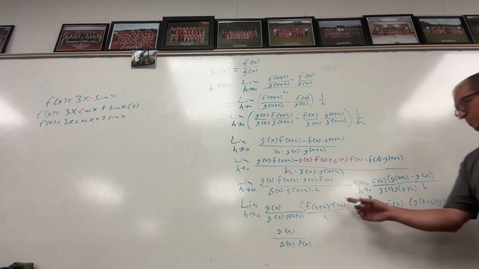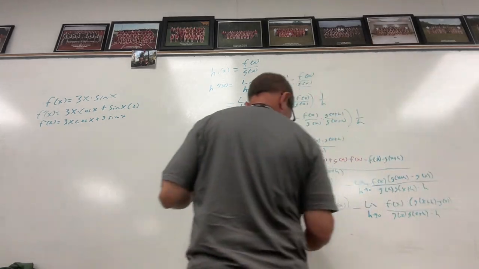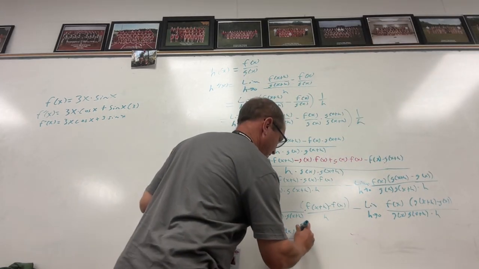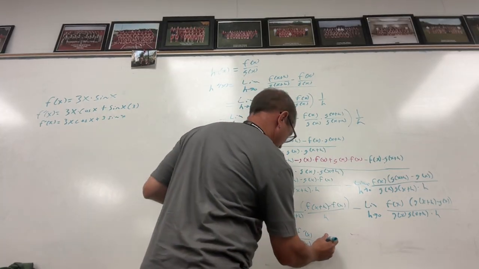Well, again, what is f of x plus h minus f of x over h as the limit as h approaches 0? The derivative. Derivative of f of x, right? So it's going to be times the derivative of f of x. All right, minus.